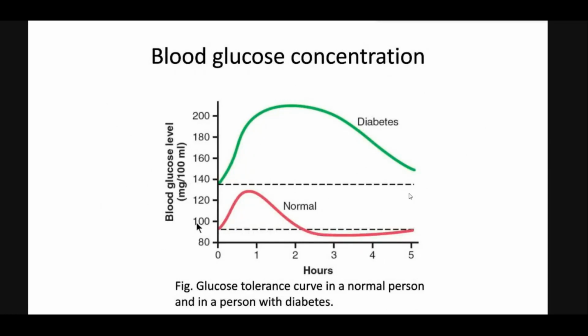Now again the same figure. Previously we just mentioned the levels, fasting level 90, and after meal or glucose tolerance curve, it is below 140, around 130. And now we relate it with the hormonal response here. At the fasting state, insulin secretion will be less, and glucagon secretion is still not high at this fasting level if there is no hypoglycemia.